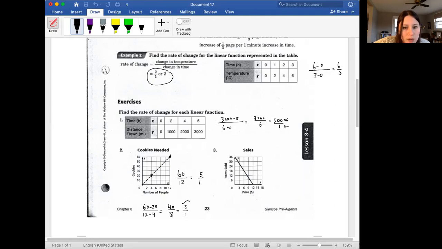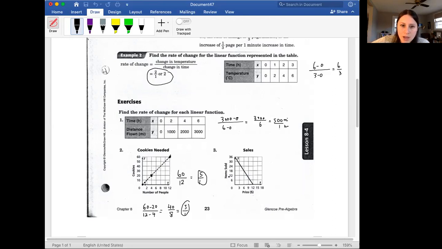So see how the rate of change doesn't change really no matter which points you use. As long as you're subtracting them and finding the difference of the vertical change over the horizontal change, you'll get the same ratio. And so what this is saying is every one person gets 5 cookies. So you can even see this, where this would be 1 person gets 5 cookies, 2 people get 10 cookies, 3 people get 15 cookies, 4 people get 20 cookies, and it goes up and up and up, and that's a consistent rate of change.